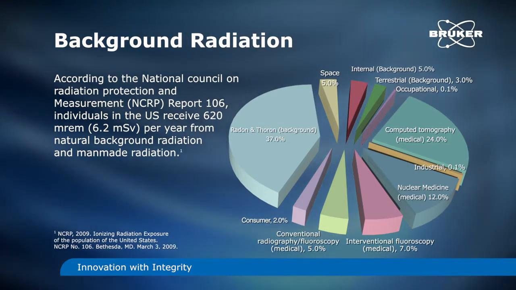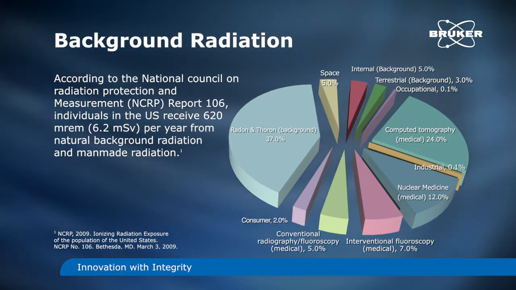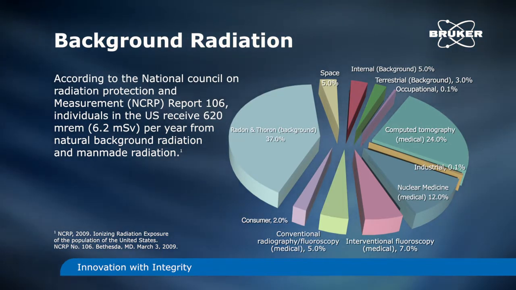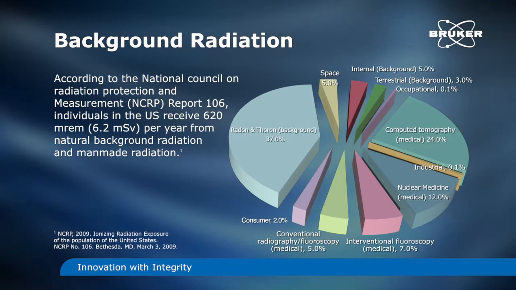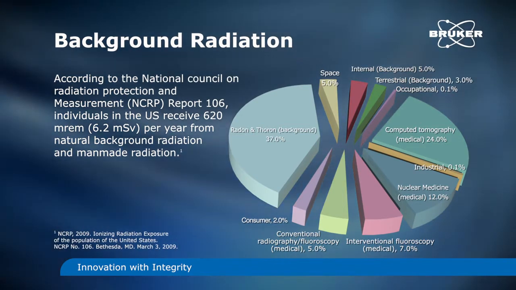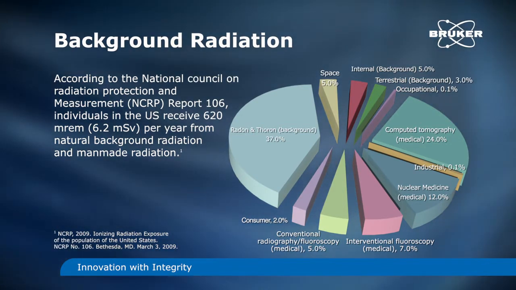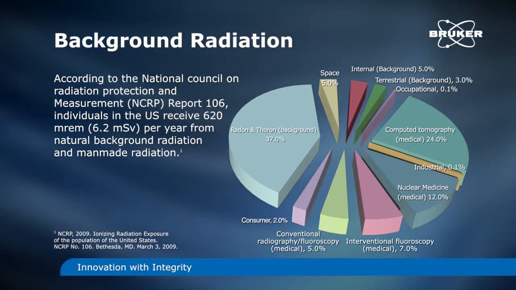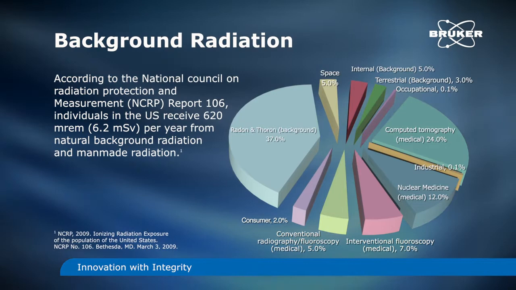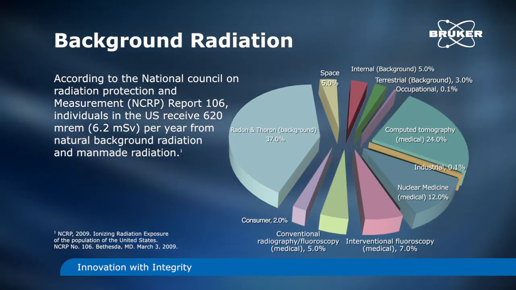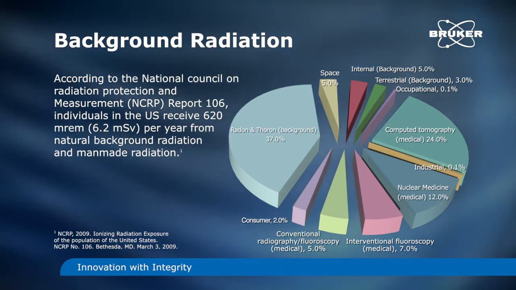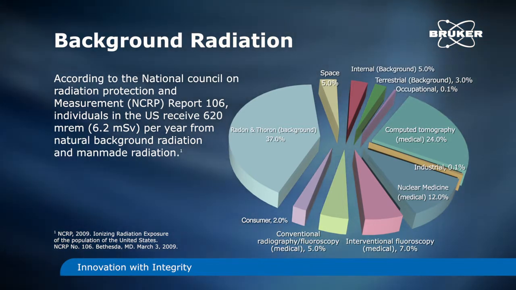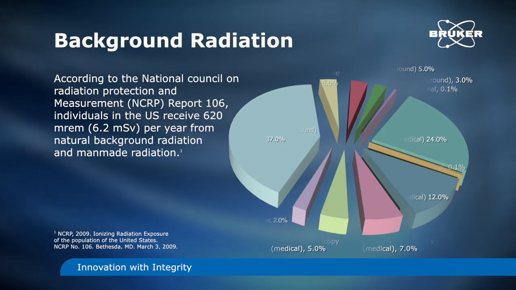Naturally occurring sources of radiation include cosmic radiation from space, terrestrial radiation from soil, air, and vegetation, and radioactive material that is part of your body, such as potassium-40. Man-made radiation includes medical and diagnostic procedures, consumer products, tobacco, building materials, and the nuclear industry. The largest contributors to background radiation dose are radon, thoron, and medical procedures.